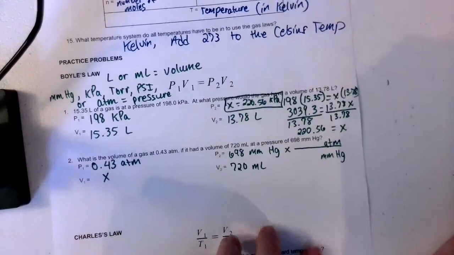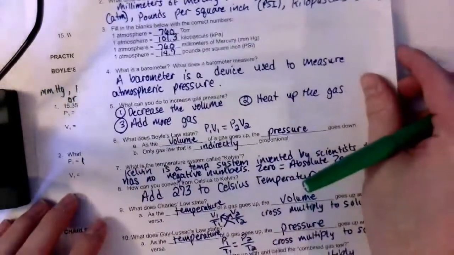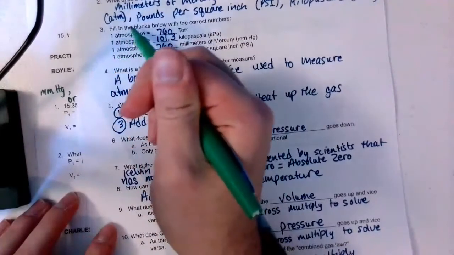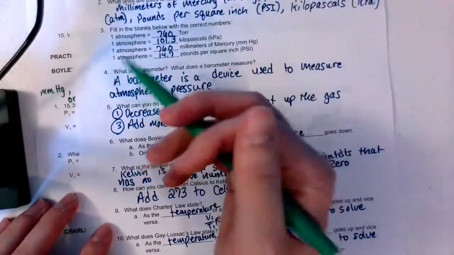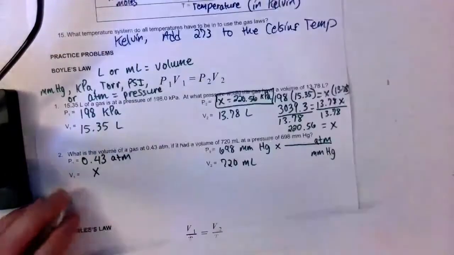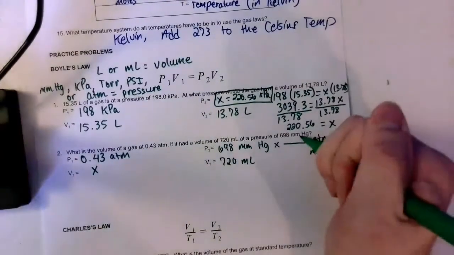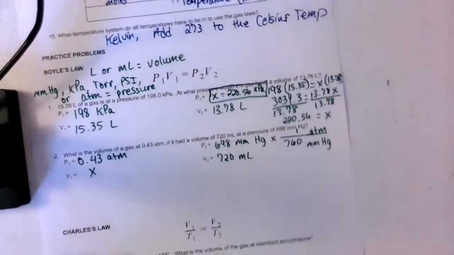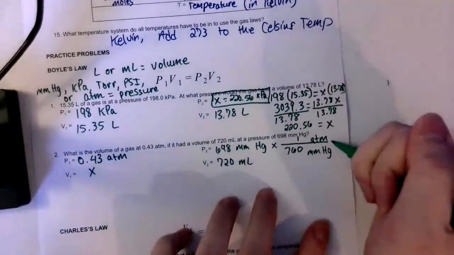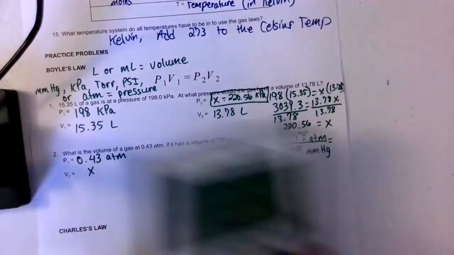Alright, so now you can go back to the beginning of the study guide and you can look and you can say, okay, number 3 here, fill in the blanks with the correct number. So 1 atmosphere is 760 millimeters of mercury, or mmHg. So I'm going to put a 1 with the ATM, and I'm going to put 760 with the mmHg. So now in my calculator, I'm going to do 698 times 1 divided by 760.